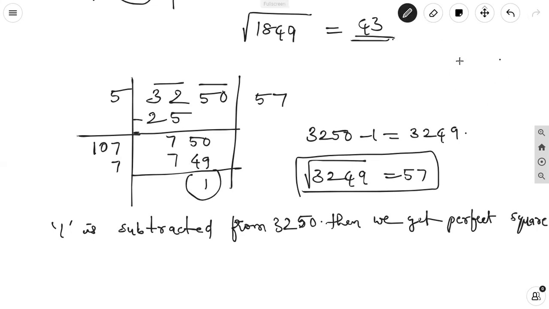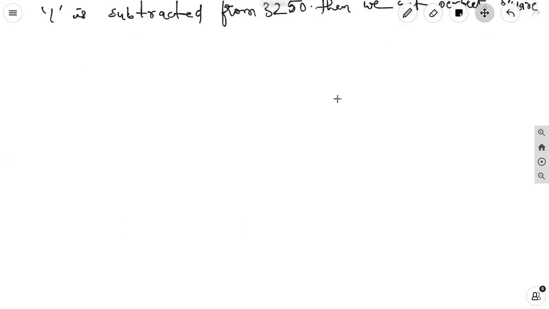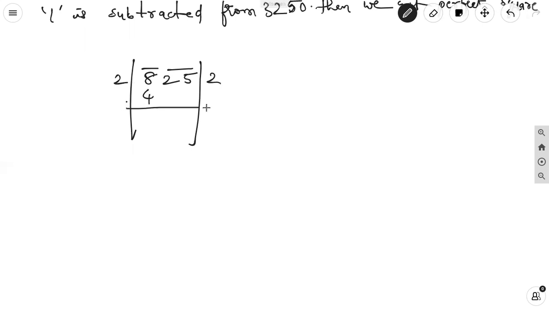Next problem, 825. Make 825 into pairs: 8 and 25. 2 twos are 4, 3 threes are 9. So 2 to the 4, subtract; 525, and the double of the 2 is 4. So take 5: 5 fives are 25, 4 fives are 20, 6 sixes are 36, 3 sixes are 18, 4 sixes are 24, 7 sevens are 49, 4 sevens are 28.